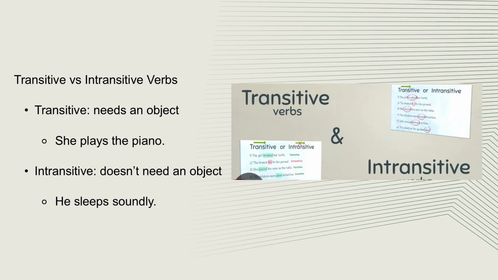Transitive versus intransitive verbs. Let's examine the difference between transitive and intransitive verbs. A transitive verb needs an object like she plays the piano. An intransitive verb does not need an object like he sleeps soundly. Understanding this helps you avoid sentence fragments and errors. It also improves how you connect actions to meaning.